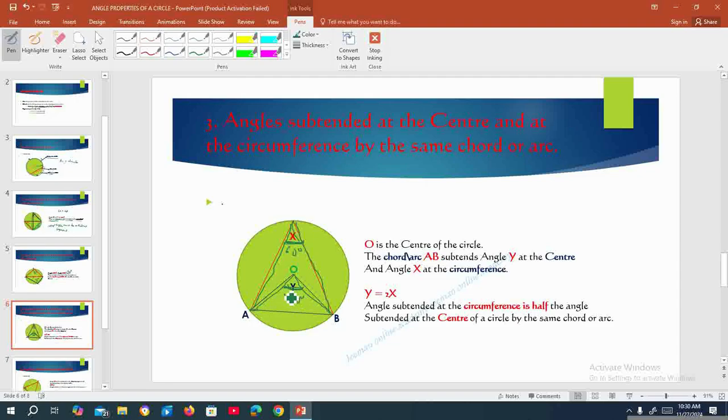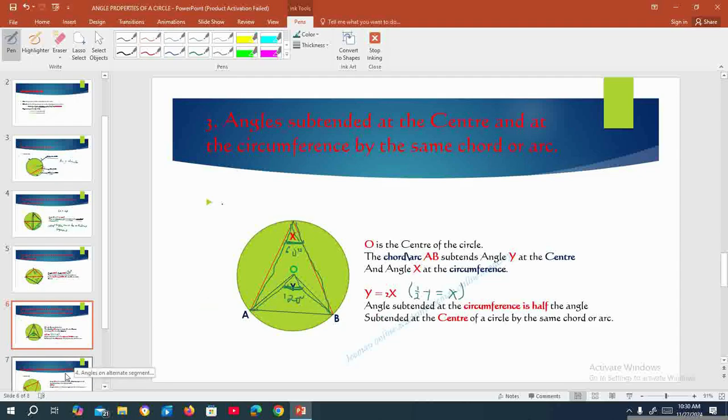Or vice versa is also true. We can say that the angle that is made at the center is twice the angle that is made at the circumference. It's the same as saying that half Y will be the same as X. It will just mean the same. So the angle subtended at the circumference is half the angle subtended at the center of the circle by the same chord or the same arc.